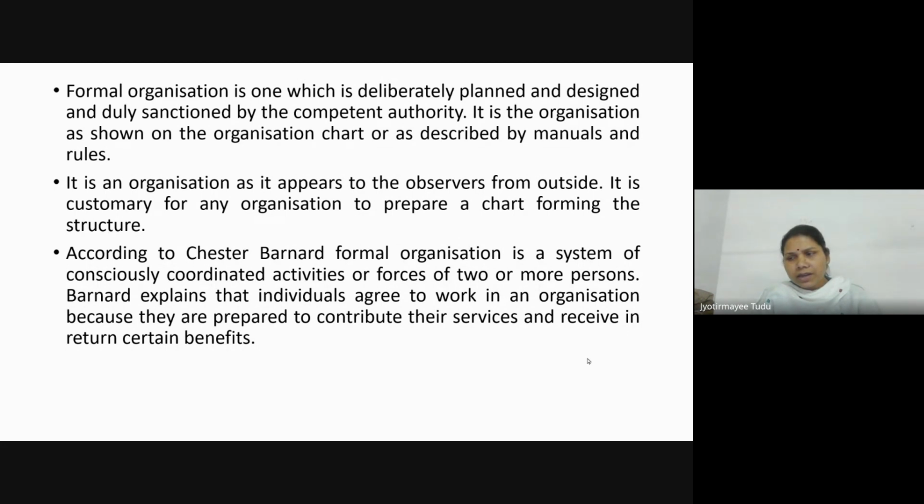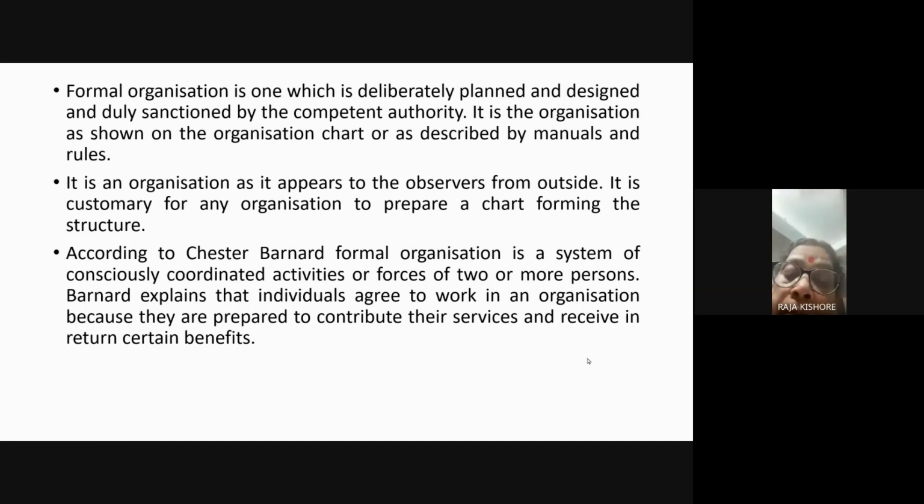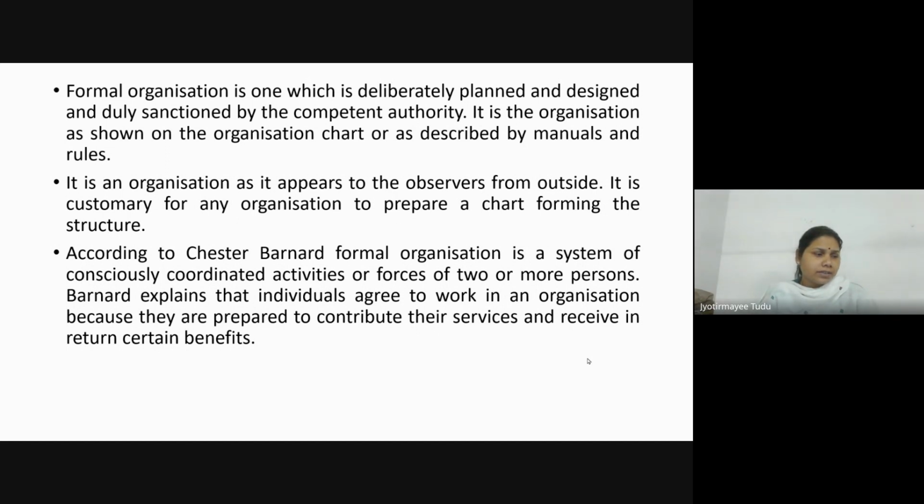So in the last class also, I had mentioned something about it. Here I want to tell you that while we want to understand an organization, it is generally assumed that studying principles of organization is one of the paradigms of public administration.